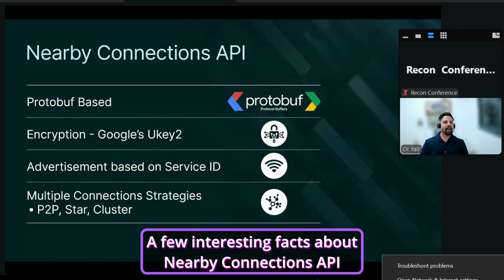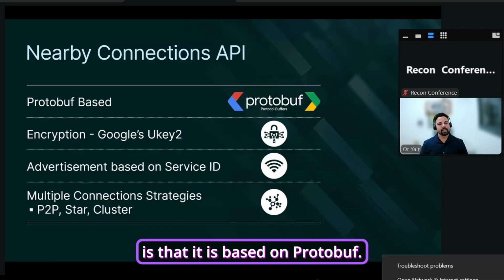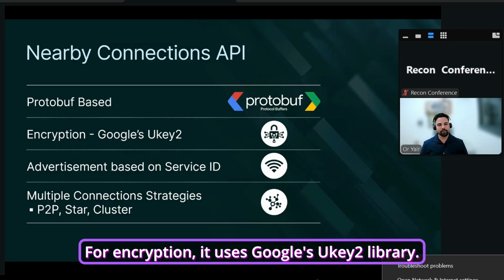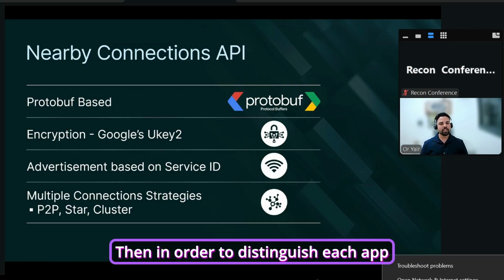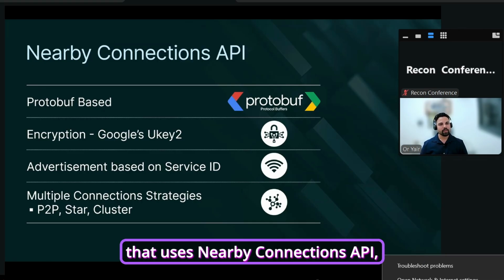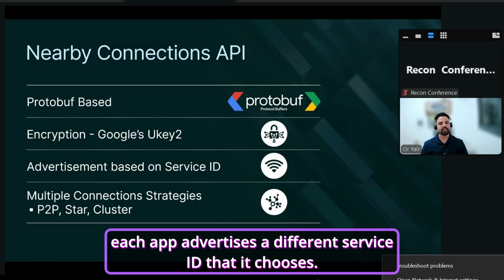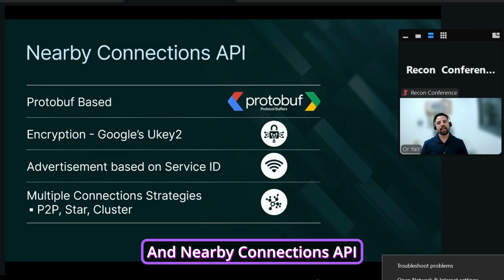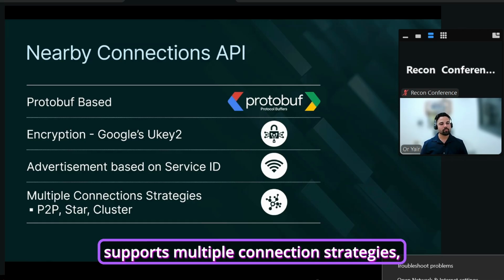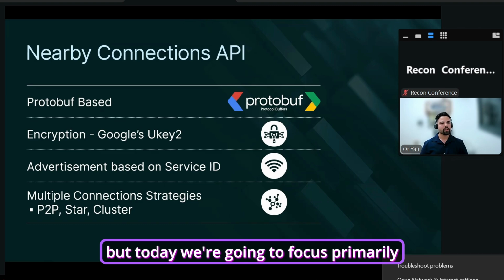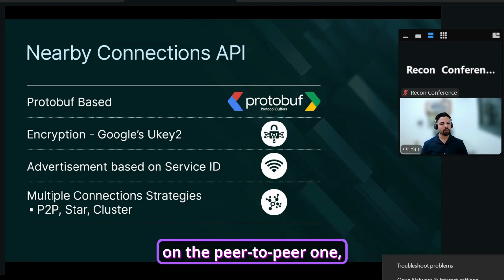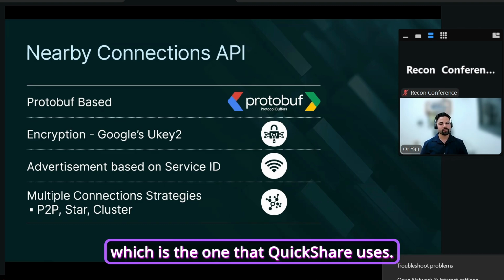A few interesting facts about Nearby Connections API is that it is based on Protobuf. For encryption, it uses Google's UKey2 library. Then, in order to distinguish each app that uses Nearby Connections API, each app advertises a different service ID that it chooses. And Nearby Connections API supports multiple connection strategies, but today we're going to focus primarily on the peer-to-peer one, which is the one that QuickShare uses.